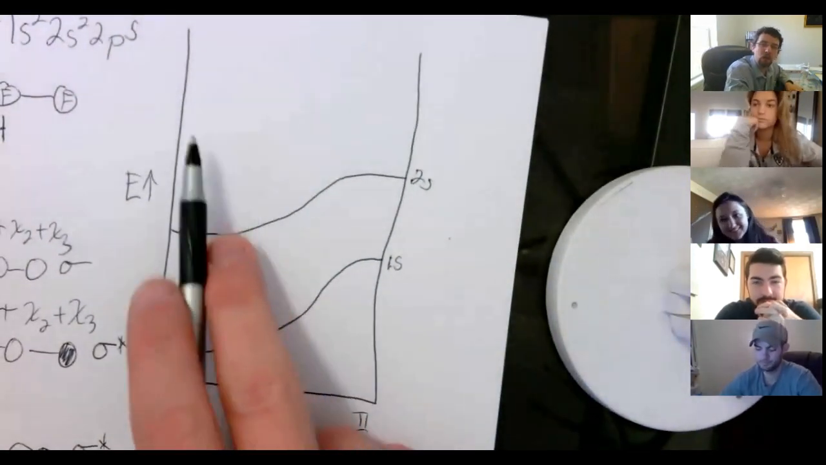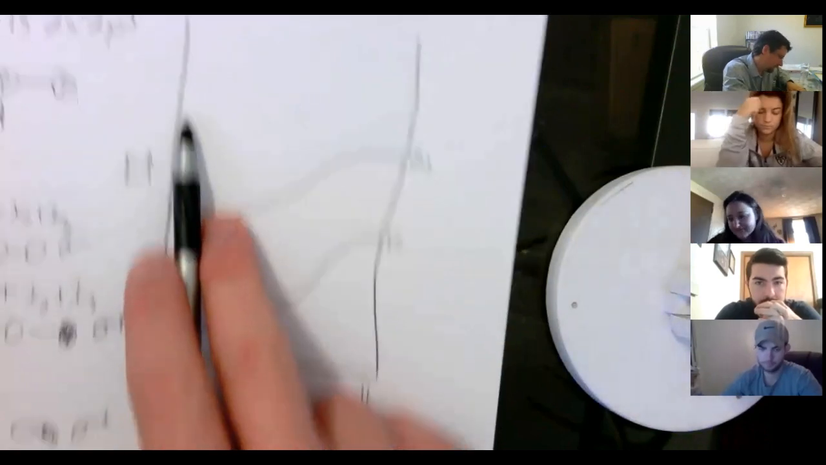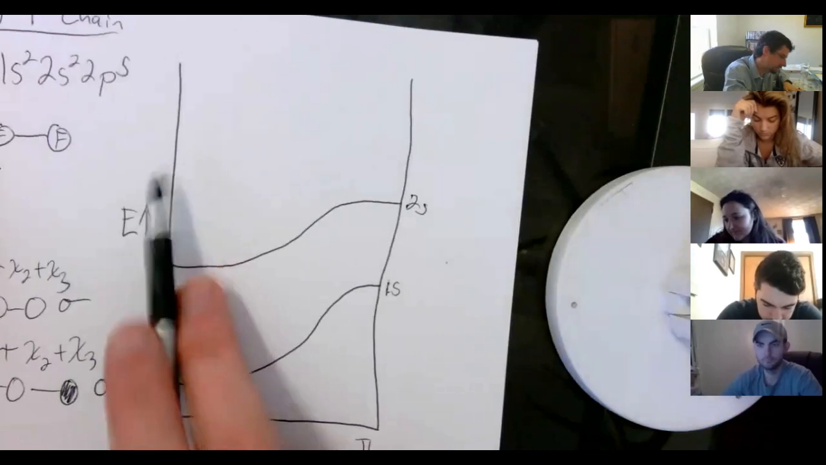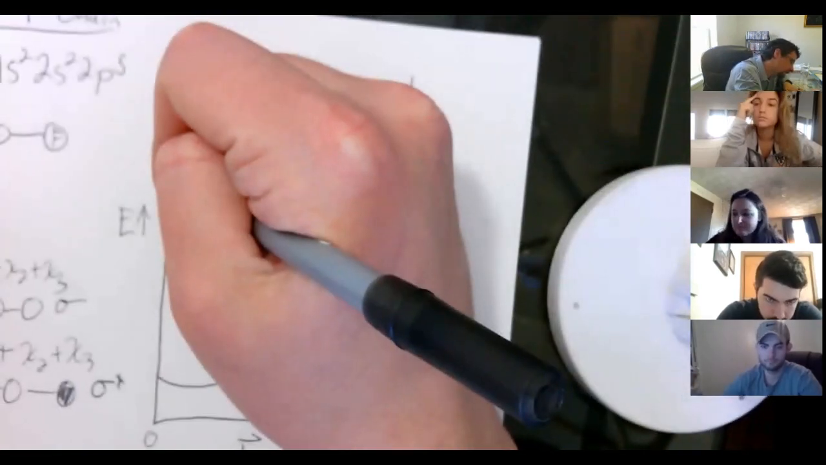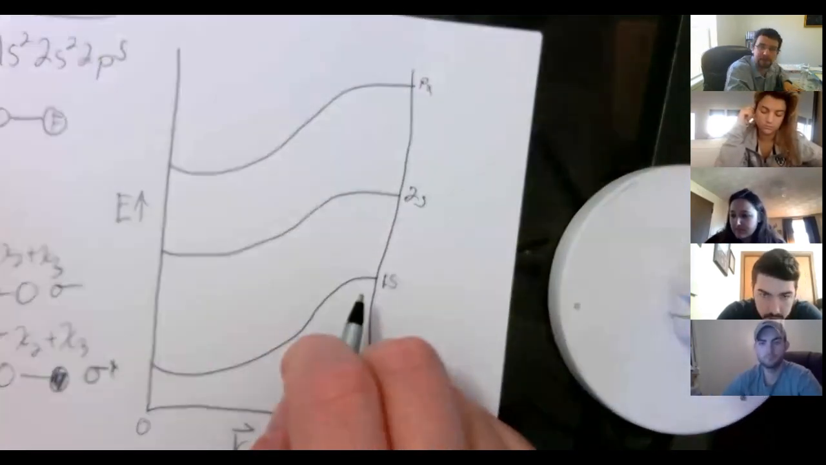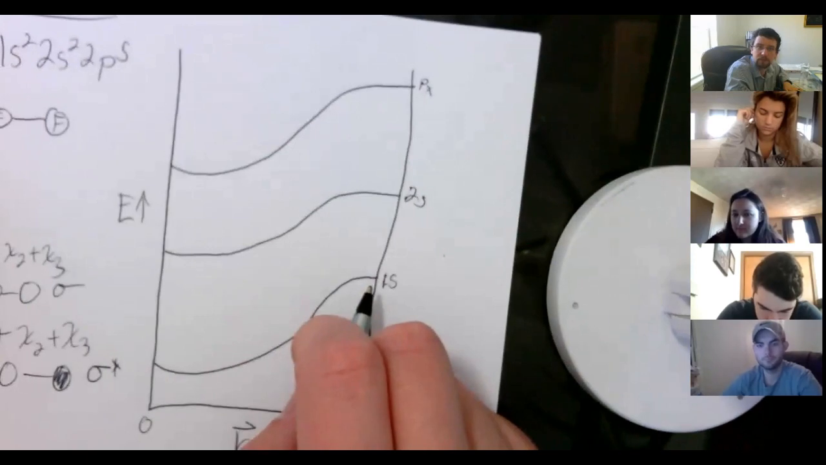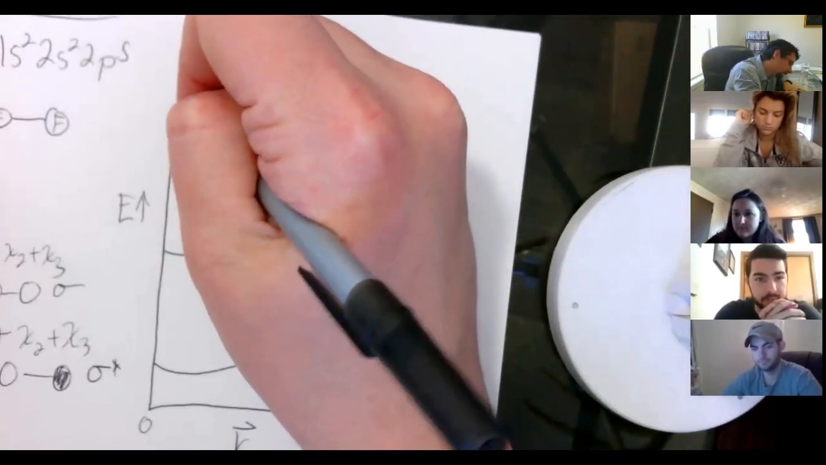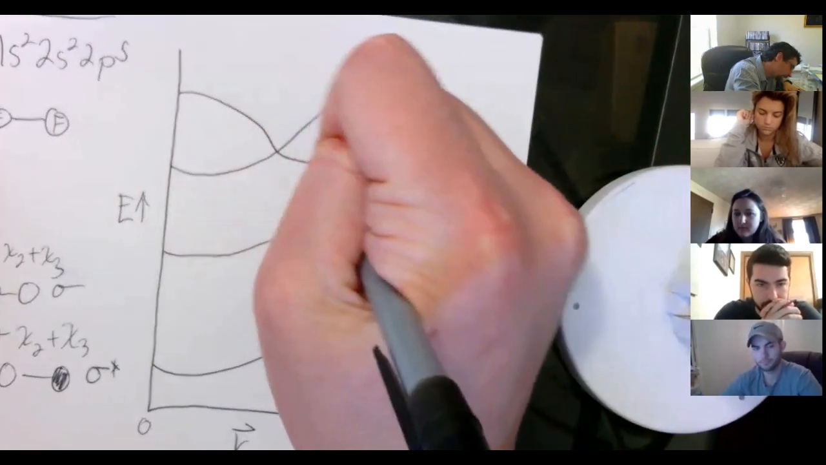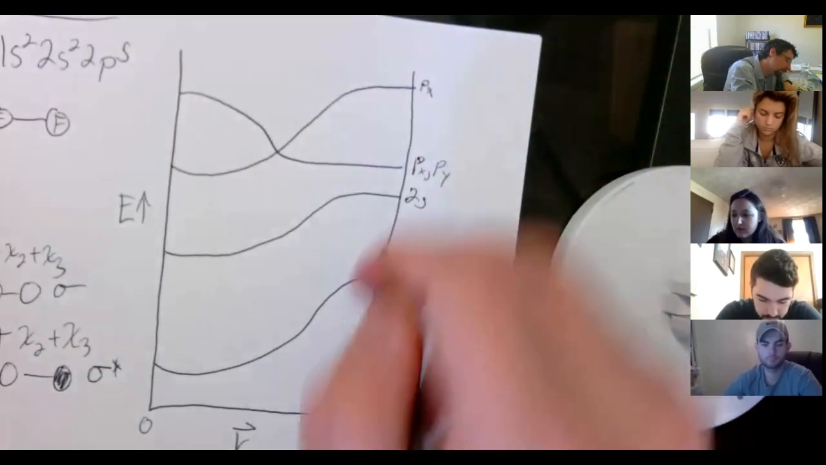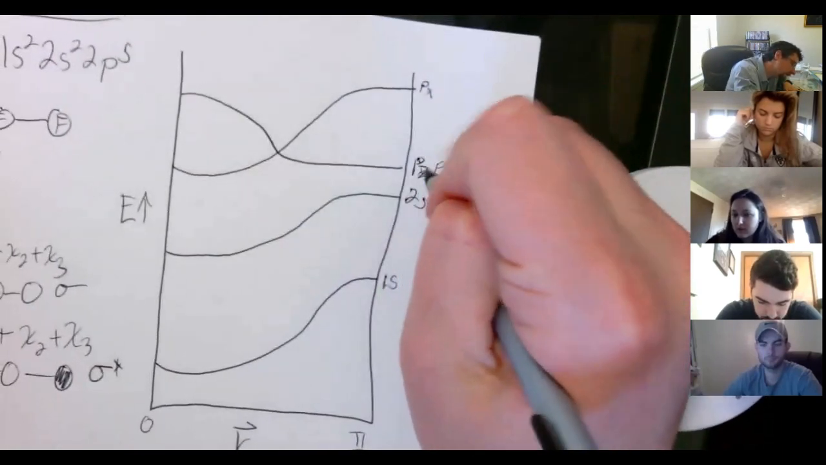So we need to draw the px. It has sigma type overlap to start with, so it's going to start low in energy, and it's going to move up. So that's the px. What about the py and the pz? How's that going to look? It's the opposite, but more close together. Yep. So less dispersed, closer together. So that's the px and the py, or excuse me, pz and py.